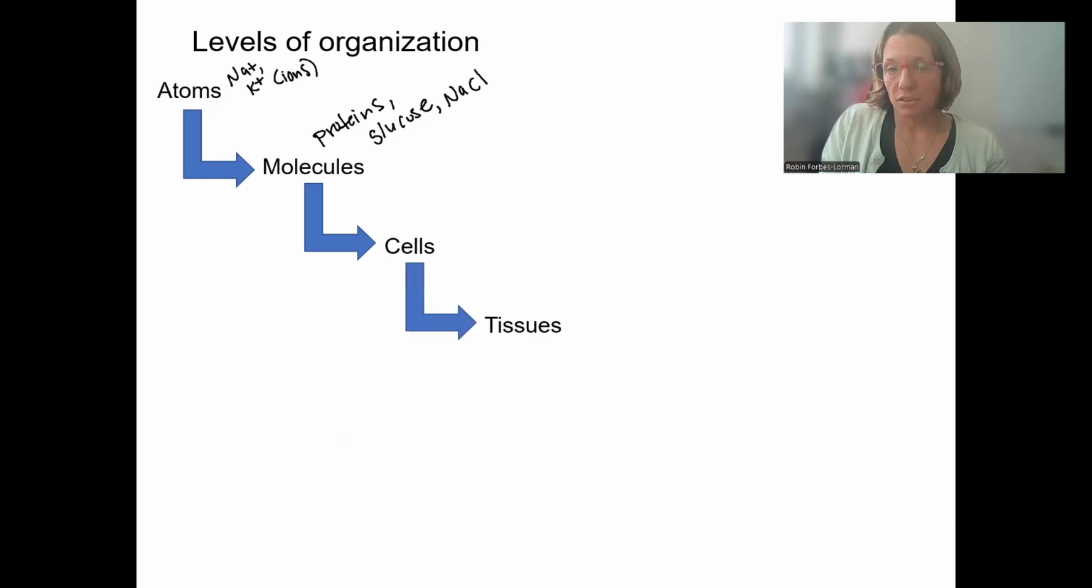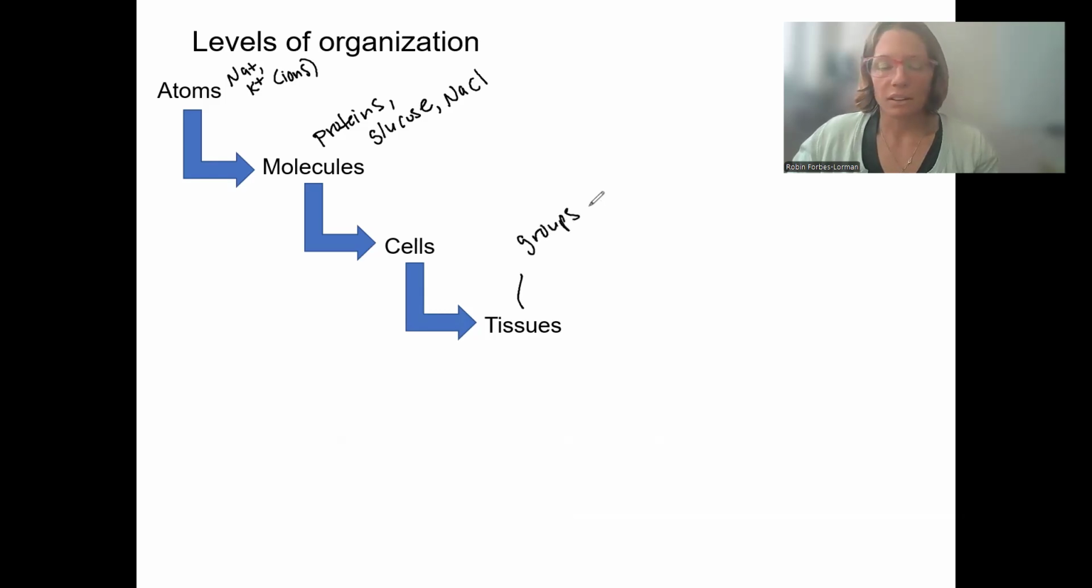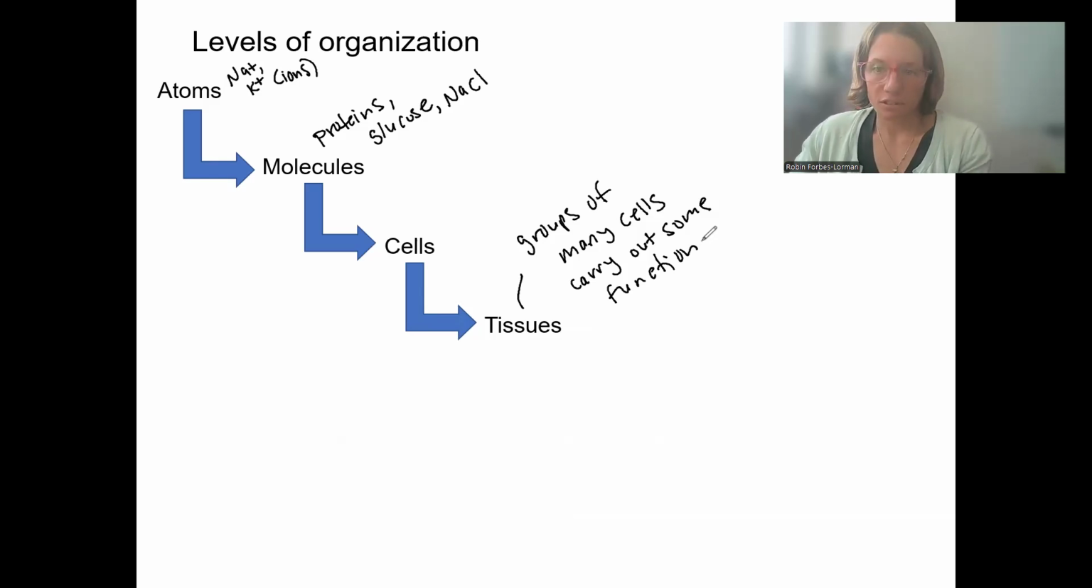These cells then come together to form tissues. Tissues are a grouping of many cells that, I'm sorry, I didn't mean formed, that carry out some function. So we'll see examples, of course, this week, but maybe the function is to contract, send neural signals, protect, connect things, very broad, those kind of broad definitions.